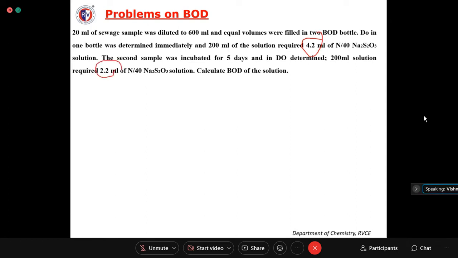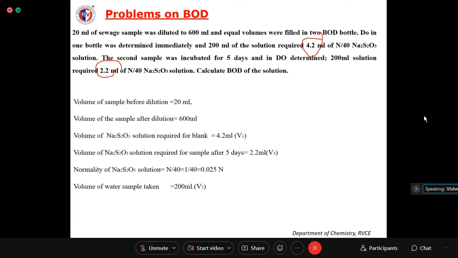Why is it so? Once again, not only the problem, we should understand the theory also. On day one, all my dissolved oxygen is available for titration. But on day 5, some amount of dissolved oxygen is utilized by the microorganisms. That's why the amount of dissolved oxygen on day 5 is less when compared to day 1. That one only I have given as a problem. How to solve this?